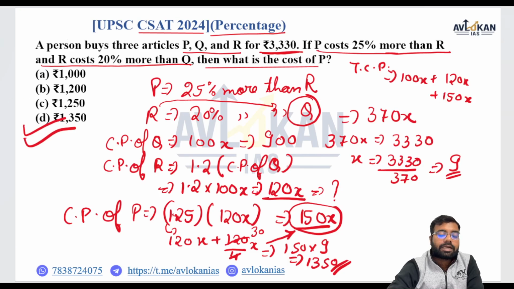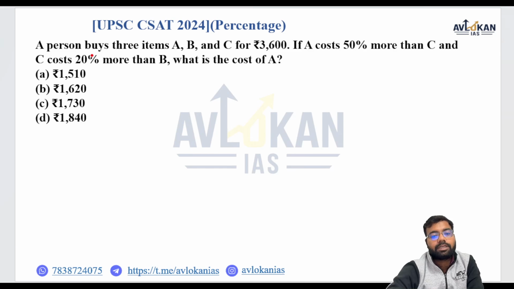Let's move on to the practice question for today. It is similar to the question I have discussed right now. A person buys 3 items A, B and C for rupees 3600. If A costs 50% more than C and C costs 20% more than B, what is the cost of A?